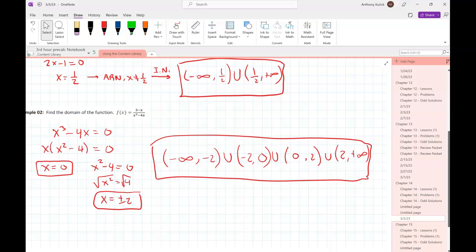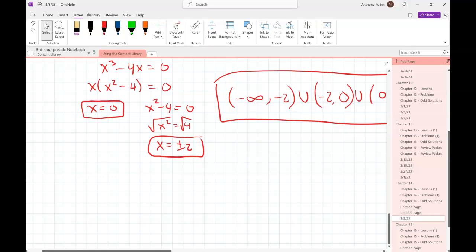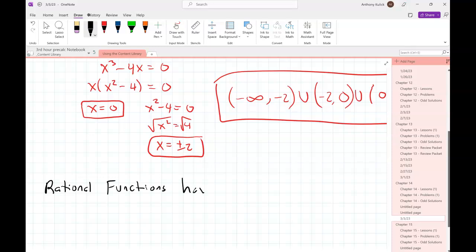So rational functions are very different from polynomial functions in that they have discontinuities. Well, I should say can. They don't all have to have it, but they can have discontinuities. There's 2 types of discontinuities they can have. They can have a vertical asymptote.